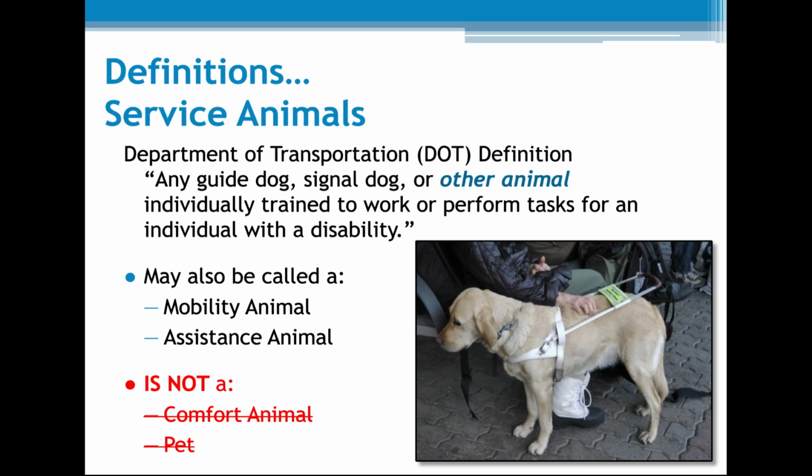For example, a person with diabetes may have a dog that is trained to alert him when his blood sugar reaches high or low levels. A person with depression may have a dog that is trained to remind him to take his medication. Or a person who has epilepsy may have a dog that is trained to detect the onset of a seizure and then help the person remain safe during the seizure.